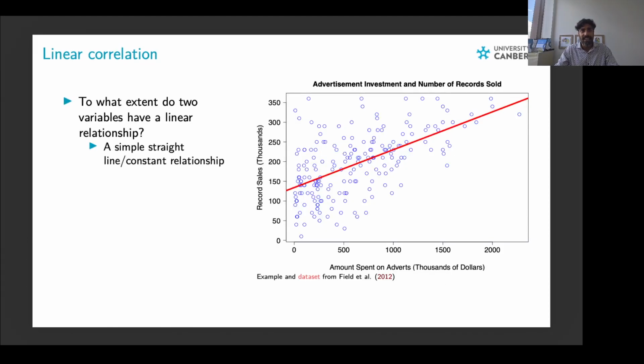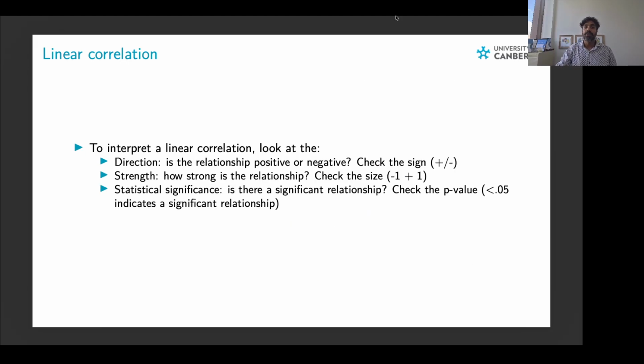When we look at linear correlation, we are asking the question, to what extent do two variables have a linear relationship? This is where a simple straight line or a constant relationship. Here's an example of, again, the relationship between amount of money spent on advertising on the x-axis and the number of records sold in the thousands on the y-axis. We could see that as people spend more money on advertising, there are more record sales occurring there. And so to interpret a linear correlation like that, what do we look at?